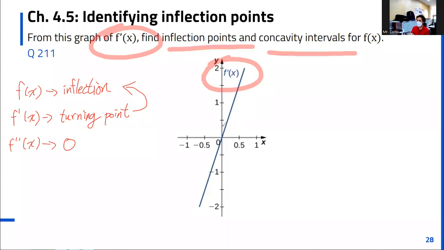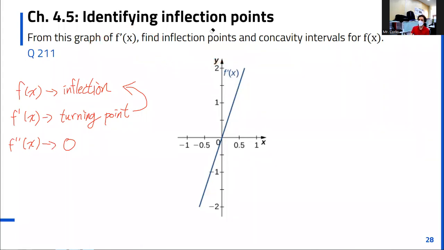So here, we have no turning points in this function. It's quite simple. Function does not turn. The slope of the derivative is constant. So there are no turning points here. So we kind of don't have anything in that sense. So we have no inflection points.